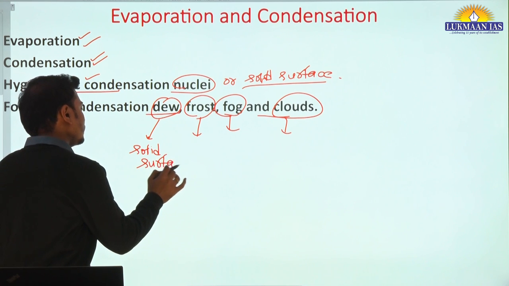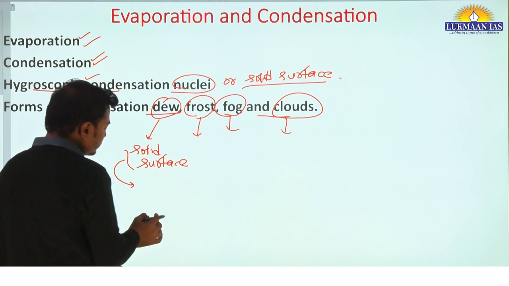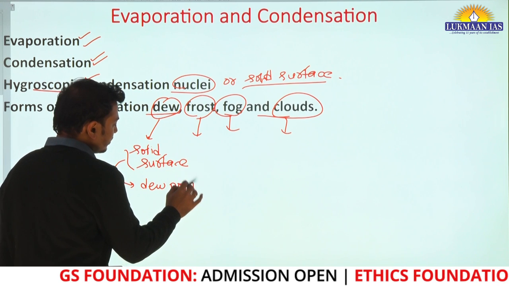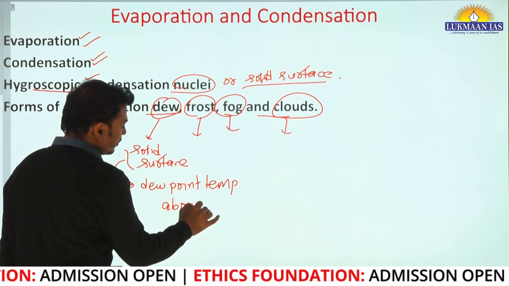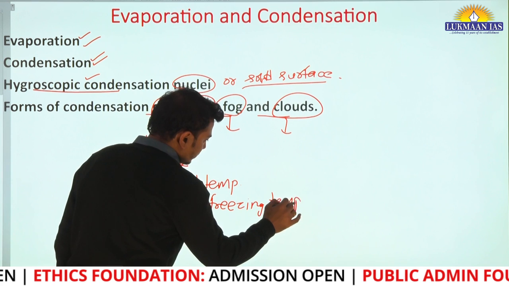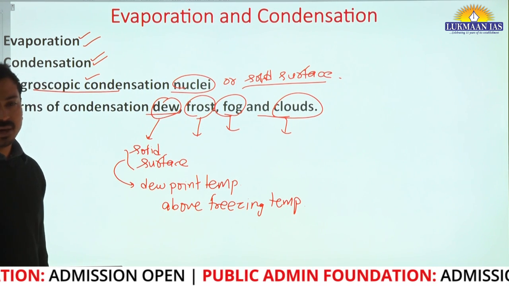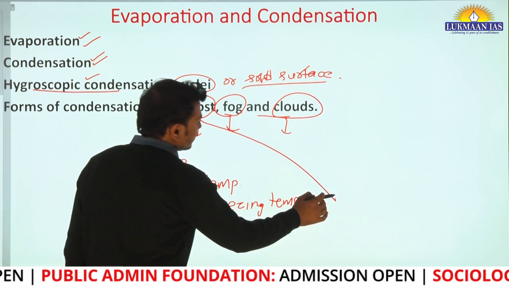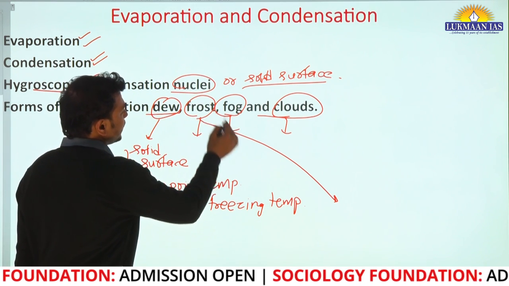Dew is formed on the solid surface when the dew point temperature is above freezing temperature, that is 0 degree Celsius. When the dew point temperature is below freezing, we have frost. Simply, the difference between frost and fog I will explain.